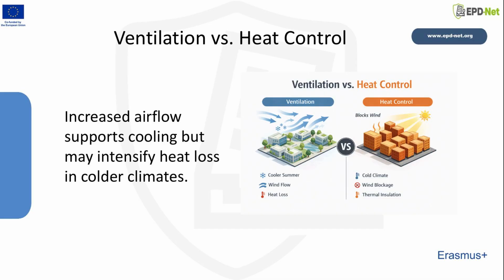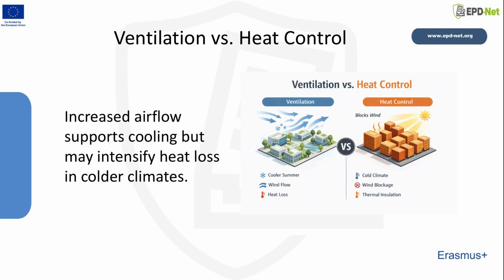The final trade-off in our series explores the dynamic between ventilation and heat control. As we have seen, maximizing airflow is a powerful strategy for natural cooling. By designing urban corridors that invite wind flow, we can significantly lower temperatures during hot summer months and improve overall air quality. This cooler summer approach is a cornerstone of sustainable urban design in warmer regions.